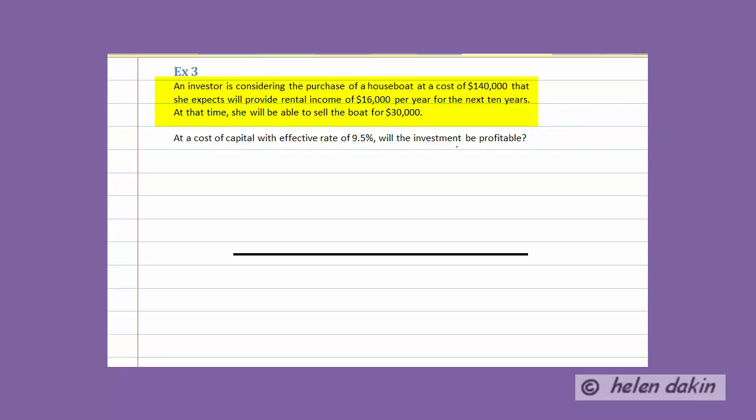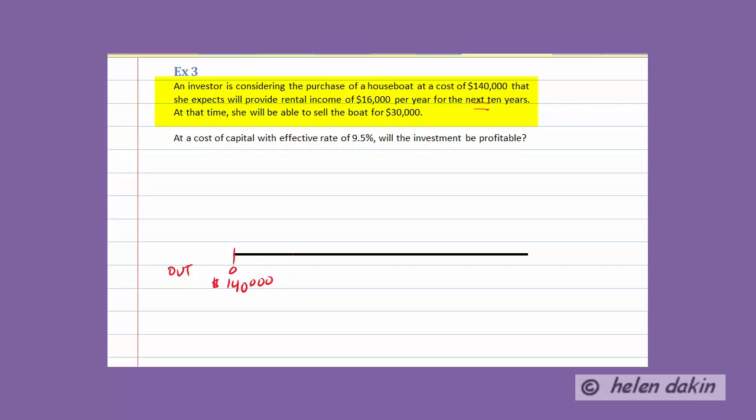Well, first of all, what I'd like to do is begin with a time diagram. So let's just say the money out is simply $140,000 today. So the boat costs her $140,000, and in return for that expense or outflow today, she's going to be getting rental income of $16,000 per year for the next 10 years.